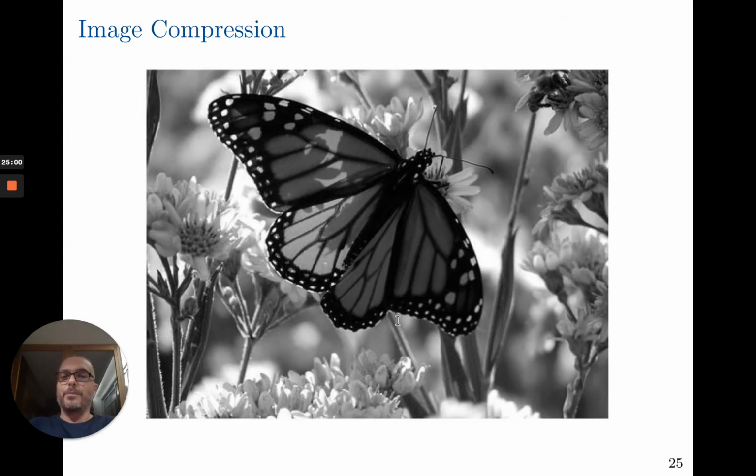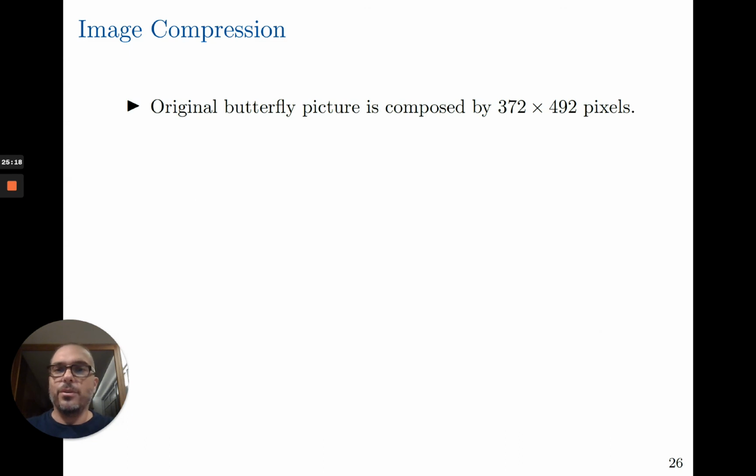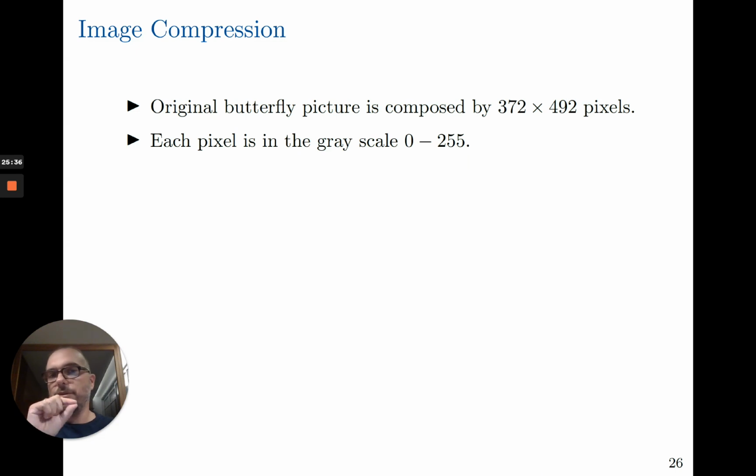So let's take an example, nothing related to economics, but image compression, just to let you see how these things work in a very practical and interesting application. Suppose that you have this butterfly and you want to compress it. How do we transform this image into data? The original butterfly picture is composed of 372 times 492 pixels. That's the definition of that image. Each pixel is in grayscale from 0 to 255. So this is a matrix of numbers ranging from 0 to 255.